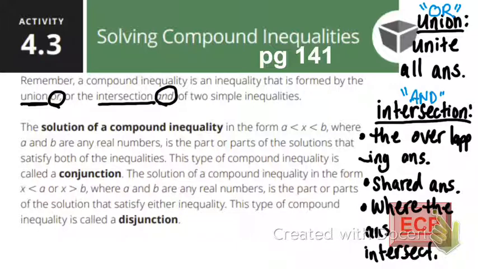But I'm going to draw a little picture to kind of show you what we mean by intersection and union. And we can think about them as Venn diagrams. So I'm going to draw a Venn diagram. Okay, so when we use a Venn diagram, you know that we have two circles, and where they overlap is the answers that they share, right? So where they overlap, these are shared answers. So that's going to be our intersection.